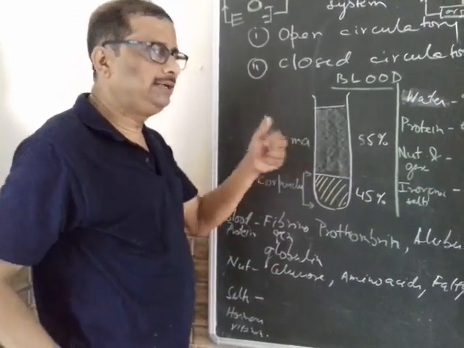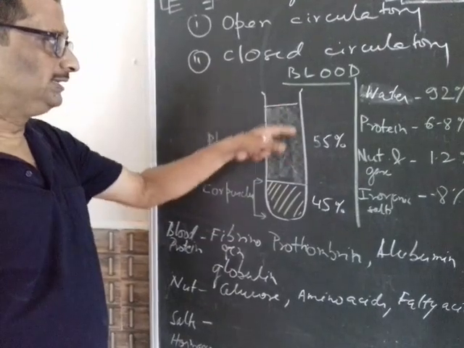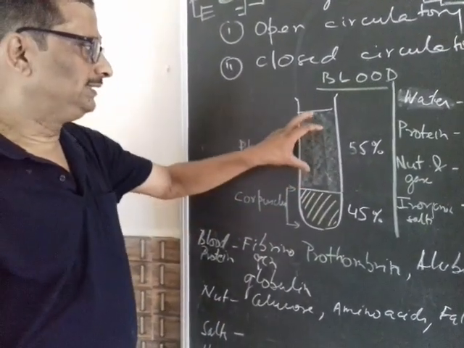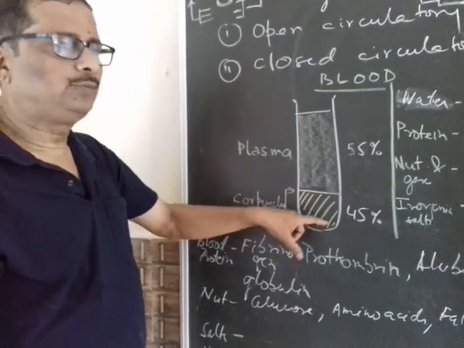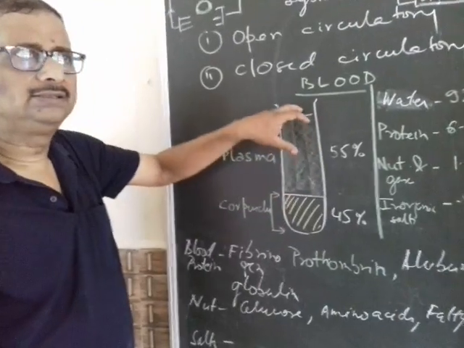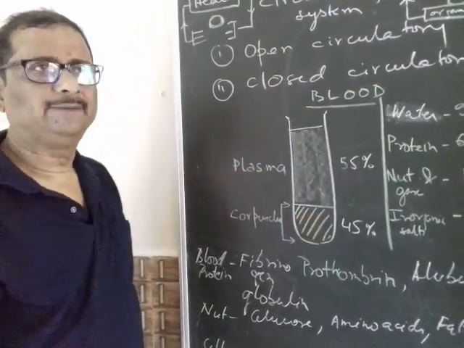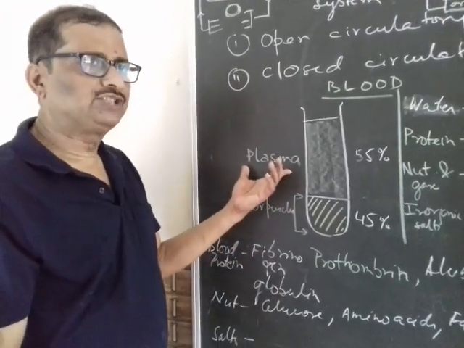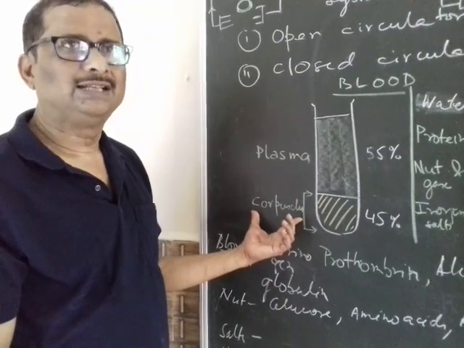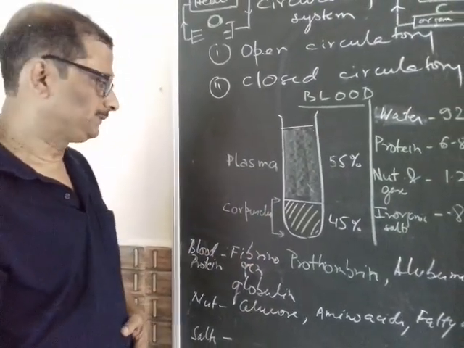Now in blood, if you take whole human blood in a test tube and centrifuge it at high speed in a machine, you can see the corpuscles settle at the bottom, which is about 45%, and a slightly yellow colored fluid is collected on the top. This is 55%. This is called the plasma, and the rest 45% is the corpuscles or the cells, which consist of the RBCs, WBCs and platelets.